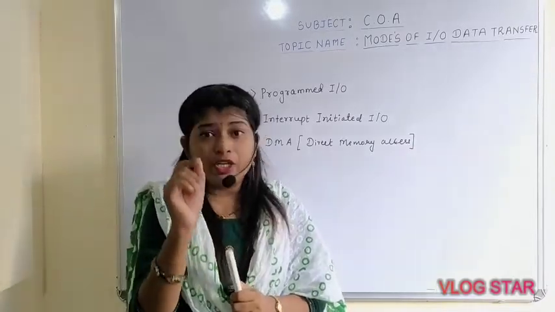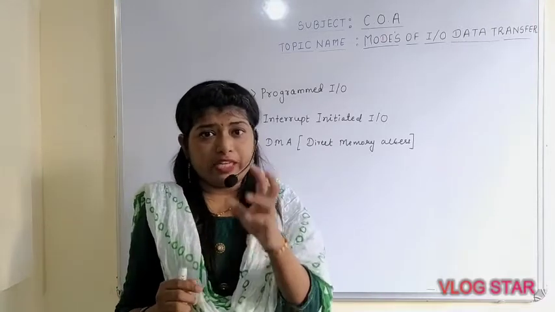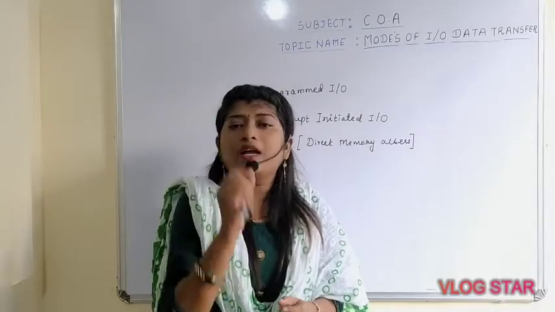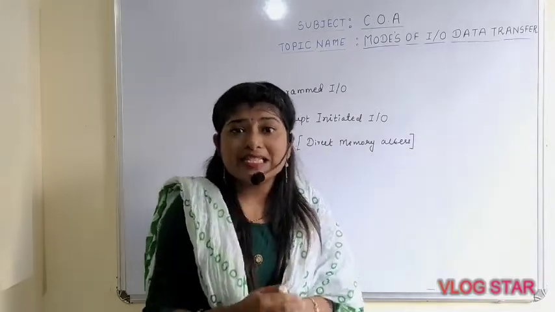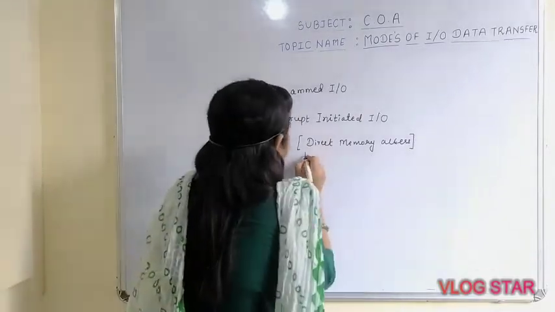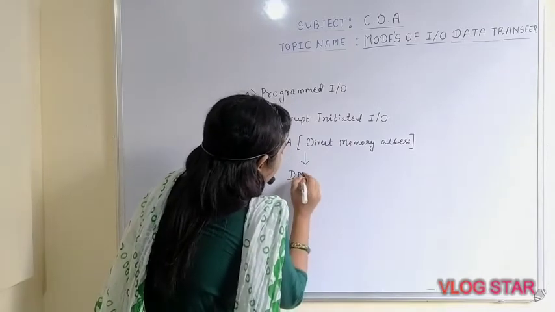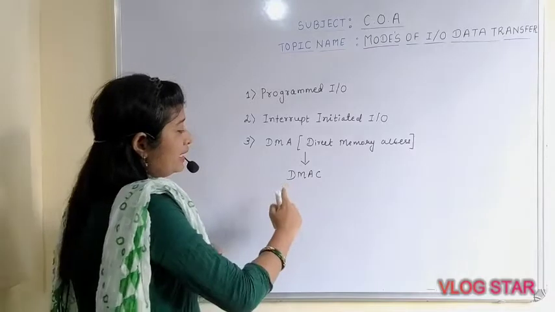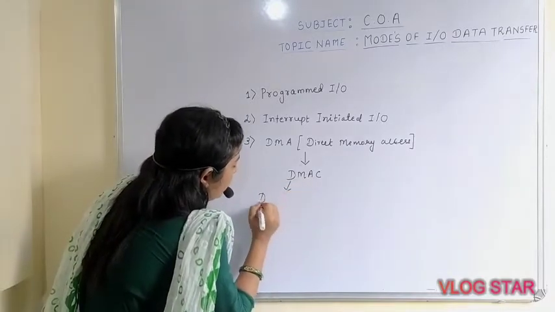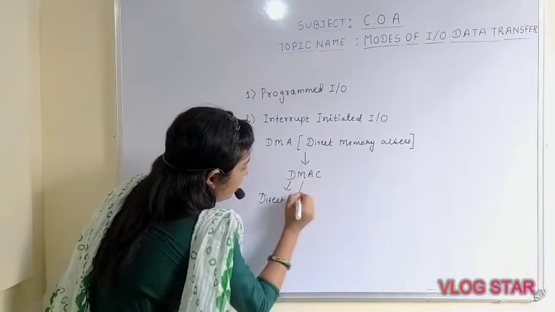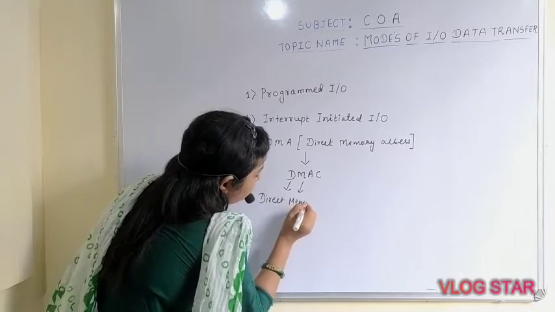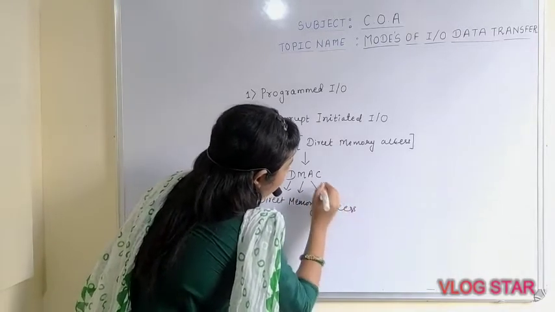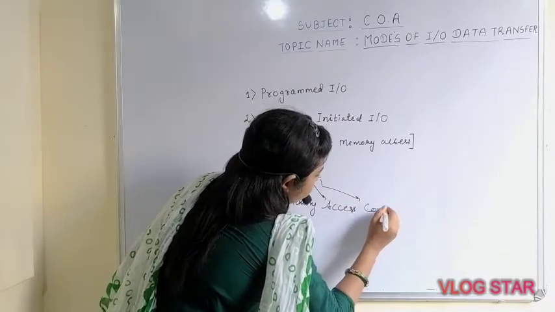I hope you have understood this concept of the DMA. This process can be done by a single chip called DMAC. Under DMA, you have to remember one important chip. The name is DMAC, which stands for Direct Memory Access Controller.